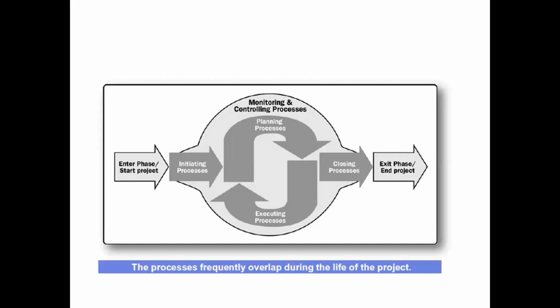These processes frequently overlap during the life of the project. From the start of the project, we have initiation, then planning, execution, monitoring, and controlling. They are interlinked and coordinated with each other. Then we have the closing processes, like the exit phase or end phase.